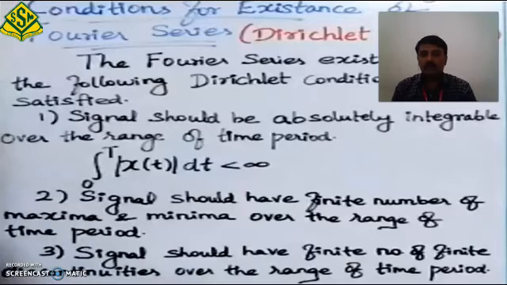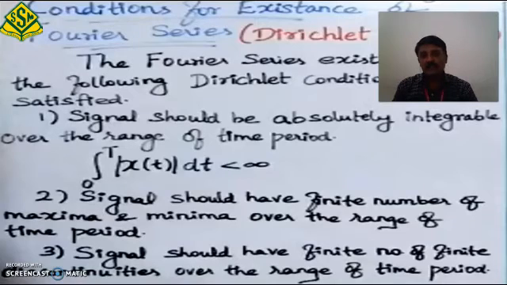Before going to the problem, we have one more important topic called conditions for existence of Fourier series. As I said, Fourier series is only for periodic signals, irrespective of CT and DT. It is applicable for CT and DT, but focusing only on periodic signals. I hope you have an idea about periodic signals. We will discuss that too. The Fourier series exists only if the following Dirichlet conditions are satisfied. The conditions for existence of Fourier series are called the Dirichlet conditions.